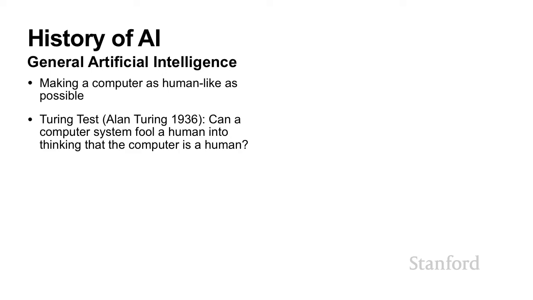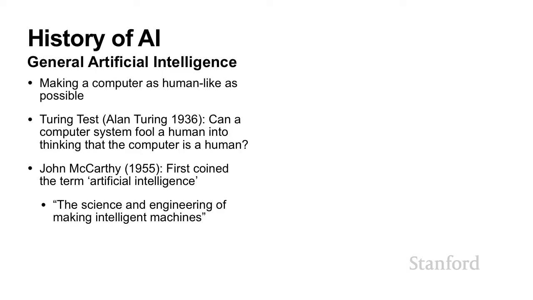Now, the term artificial intelligence wasn't even coined until 1955 by a computer scientist named John McCarthy, and he was actually a professor at Stanford. He described the field of artificial intelligence as the science and engineering of making intelligent machines. And this is in no way a perfect definition either. We can apply the same critiques that we had earlier to this definition. But he was the first person to even use the words artificial intelligence.